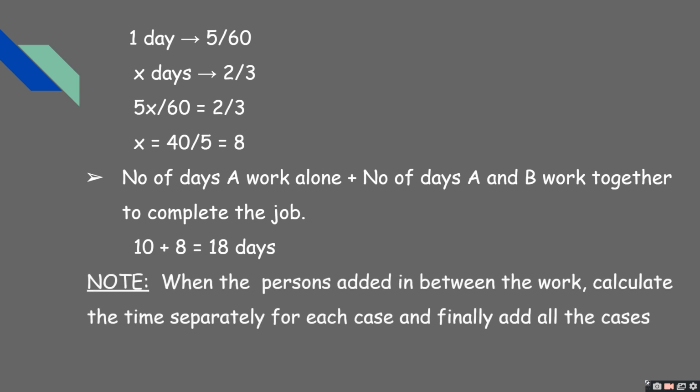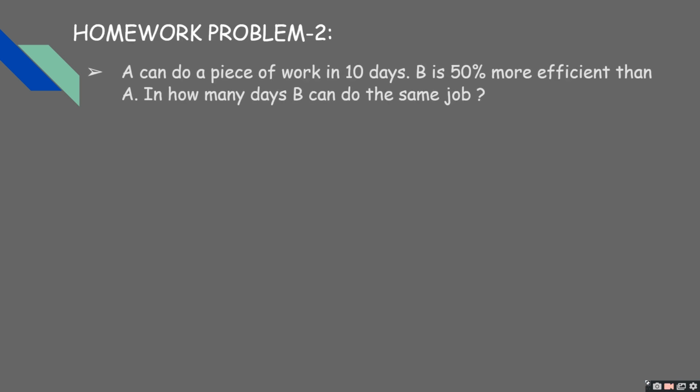Note, when persons are added in between the work, calculate the time separately for each case and finally add all these cases. Coming to the next homework question, the question is: A can do a piece of work in 10 days, B is 50% more efficient than A. In how many days can B do the same job?